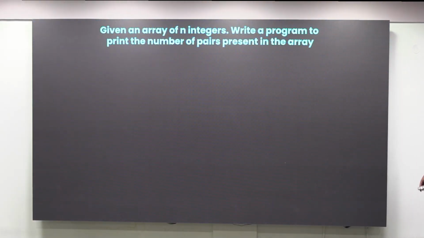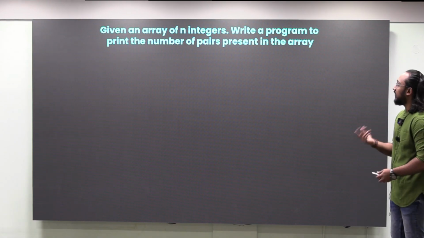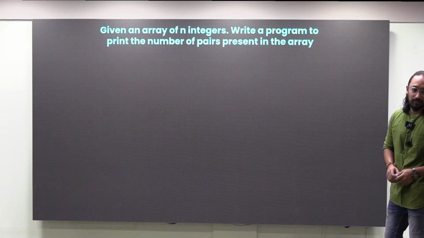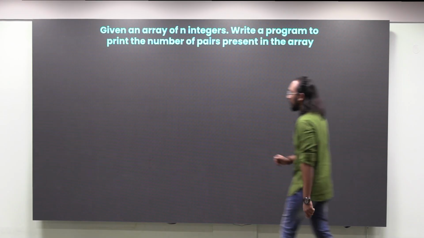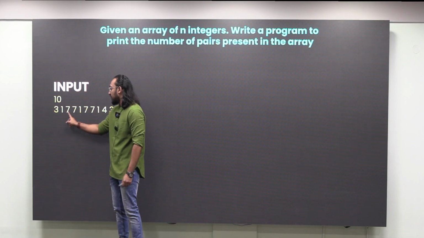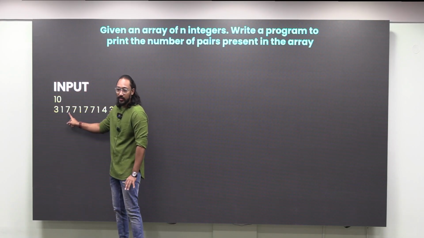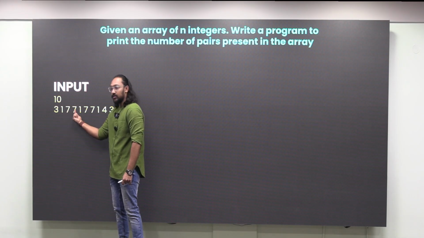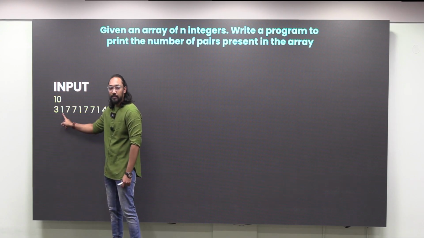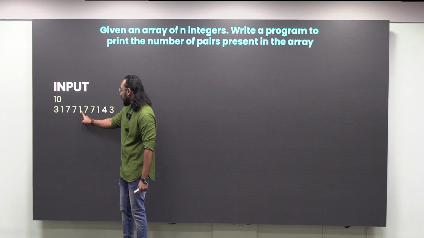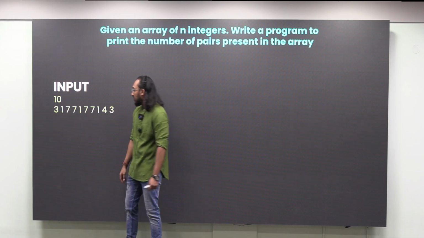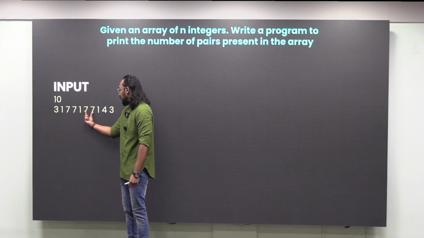This is my next question. Given an array of n integers, write a program to print the number of pairs present in the array. What does it mean, sir? Assume this is the array provided. Now tell me, is 7 having a pair? Yes. So 7 is having one pair. This is considered one pair. Along with this 1, is it having any pair? Yes. So 1 is having one pair over here. Ultimately, how many pairs have we found so far? 2 pairs. Again, 7 and 7, this is one more pair.